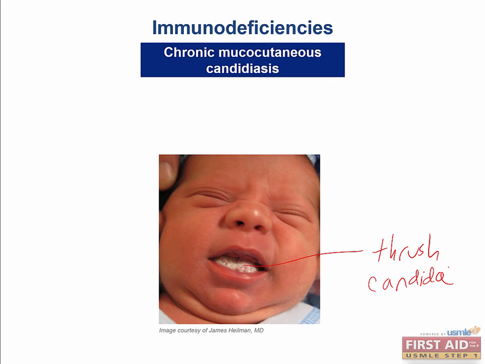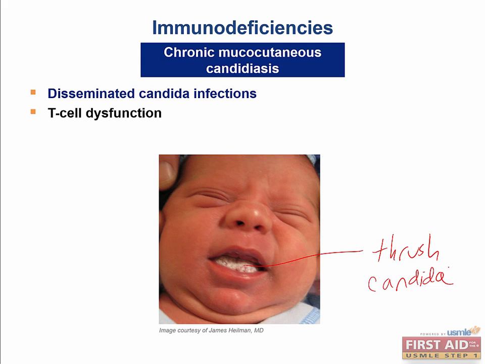This is chronic mucocutaneous candidiasis. You see disseminated Candida infections, and what's it due to? It's a T cell dysfunction. As we just talked about, T cells are important in combating fungal and mycobacterial infections. So specifically with this condition, they have a difficulty with battling fungi on the skin, and specifically Candida albicans. That's the most common.